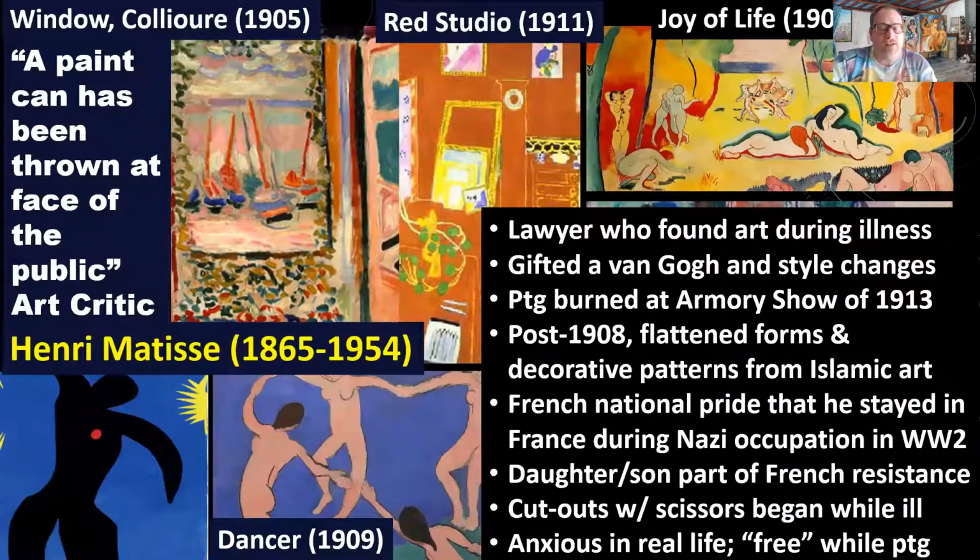And so that's what we're going to see in the work of Matisse, who is literally the leader of the movement. Him and Derain founded it, but Matisse is really the one who takes it over. Matisse actually finds art late because he's a lawyer who found art during an illness when he is gifted a Van Gogh, and his art style and what he's been doing changes. One of his paintings was even burned at the Armory Show. It was considered too wild in 1913.